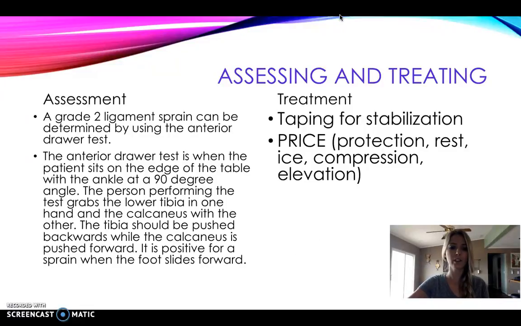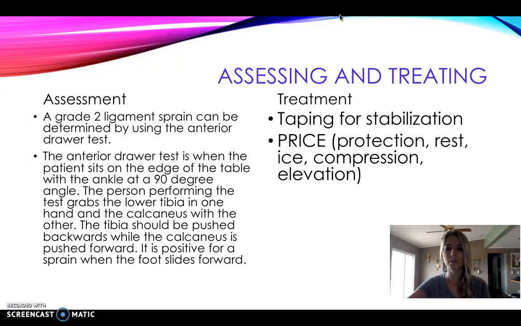For the anterior drawer test for an ankle sprain, the patient sits at the edge of the table with their ankle at a 90-degree angle. The person performing the test will grab their lower tibia with one hand and the calcaneus with the other. The tibia should be pushed backwards while the calcaneus is pushed forward. It is positive for a sprain when the foot slides forward.